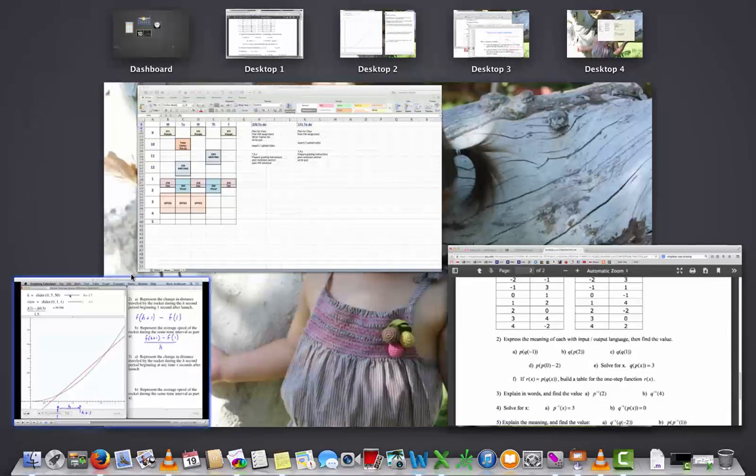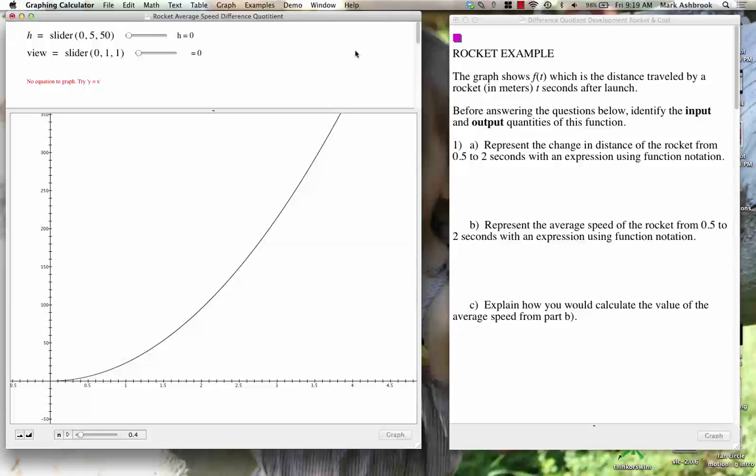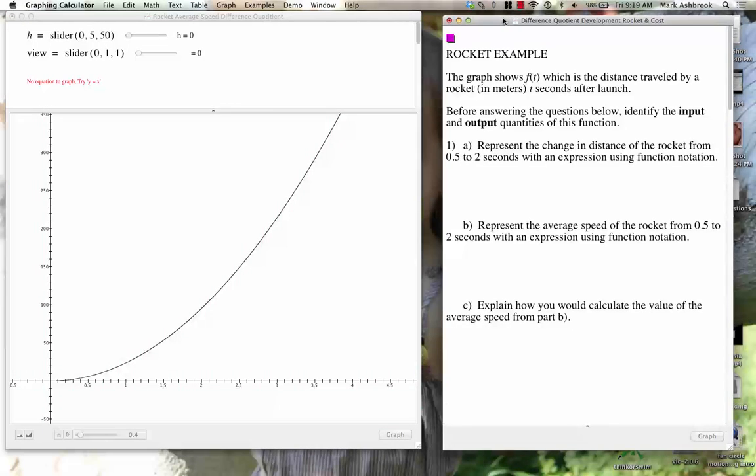Okay, so let's talk about this example here. This is a rocket example. So the graph, is that big enough? Let me make it a little bigger.